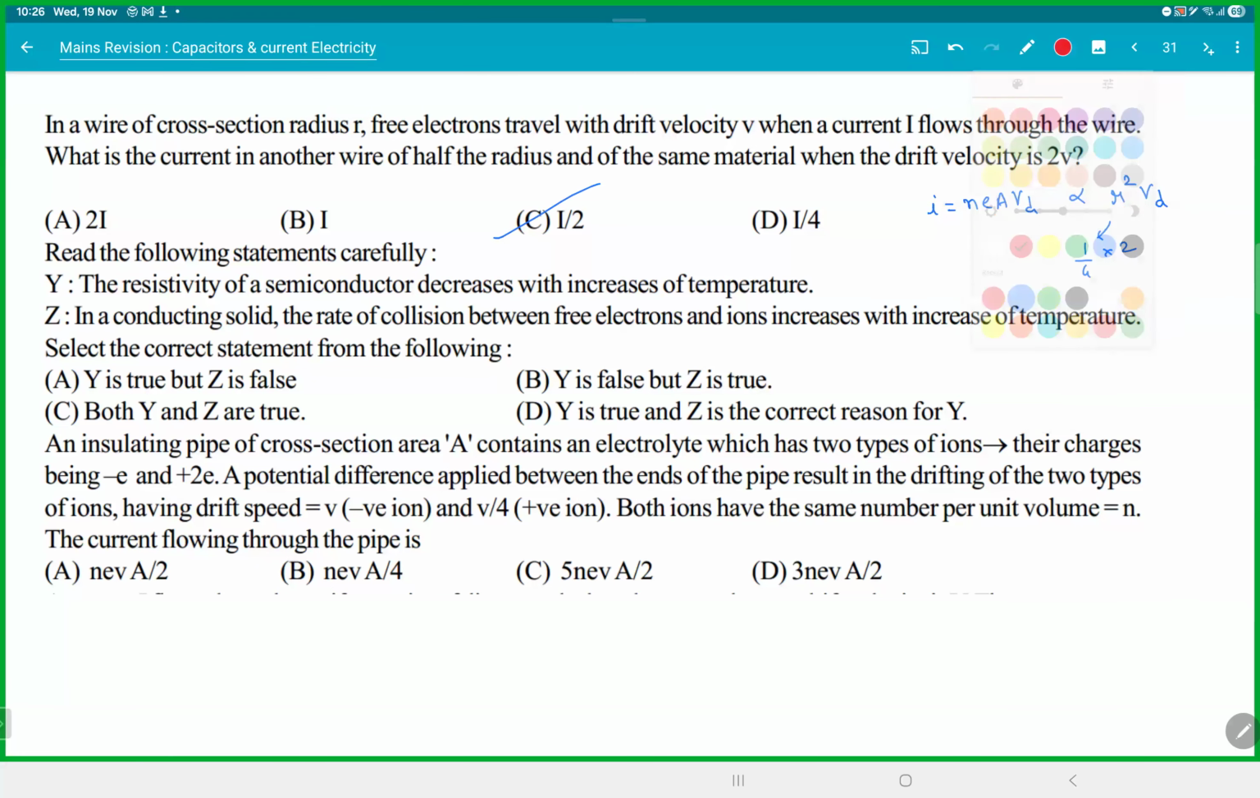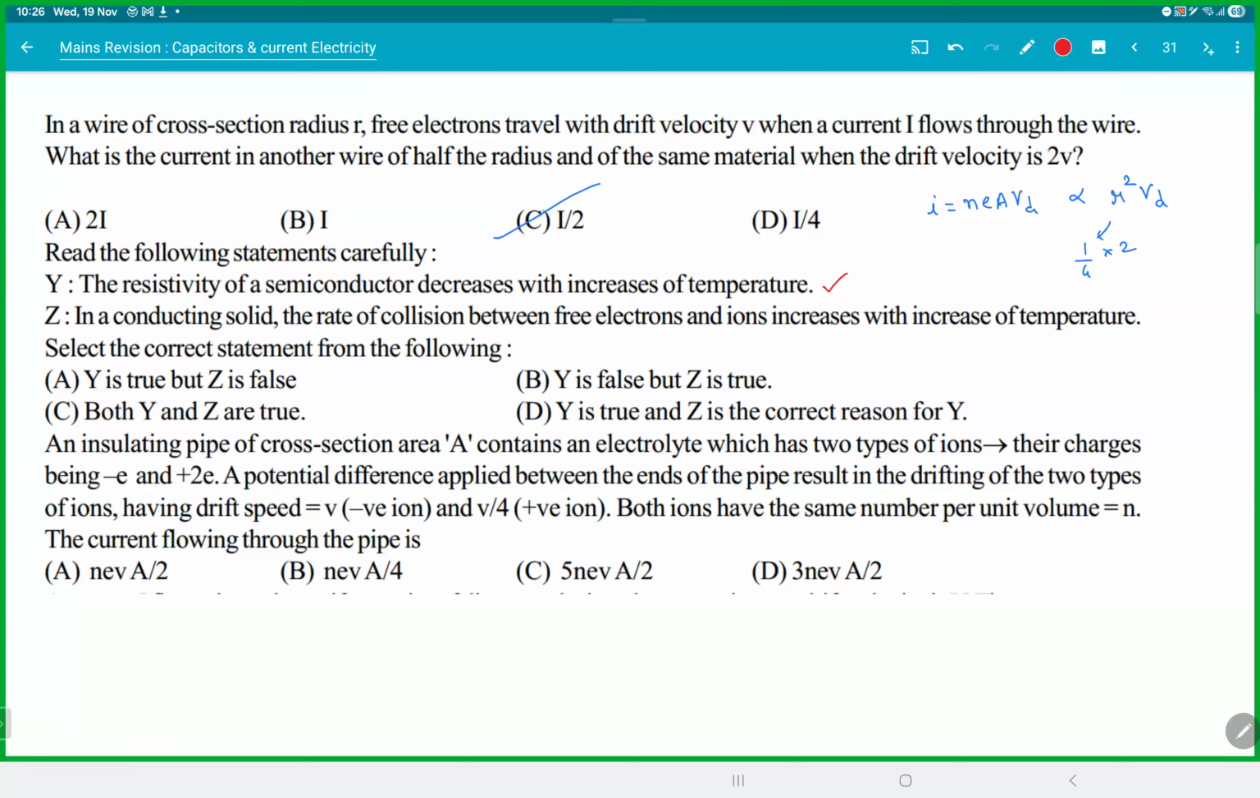What about this thing? This is the standard result. You have to remember the standard statement that resistivity of a semiconductor decreases with increase of temperature. True or false? If you increase the temperature, resistance of conductors will increase and semiconductors will decrease. Reason? Remember avalanche breakdown, Zener breakdown. There we did a little discussion.